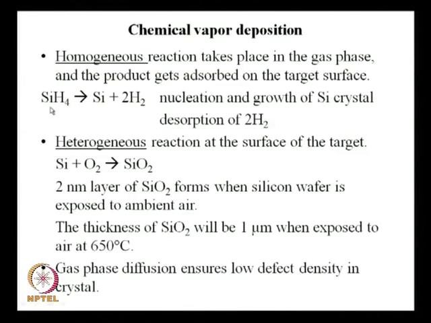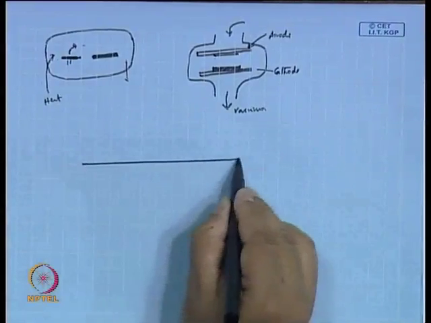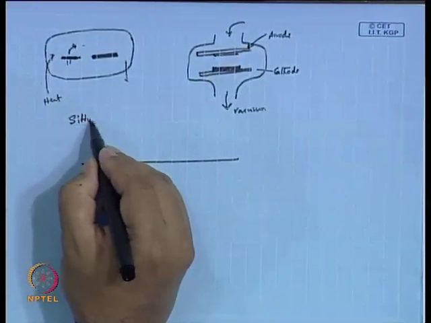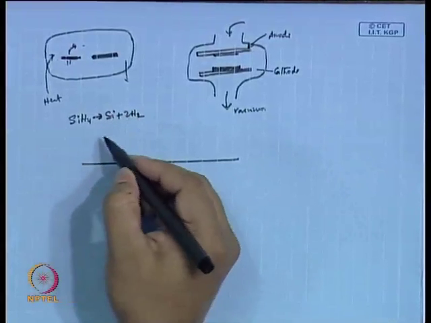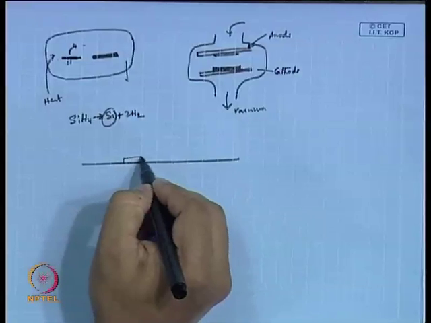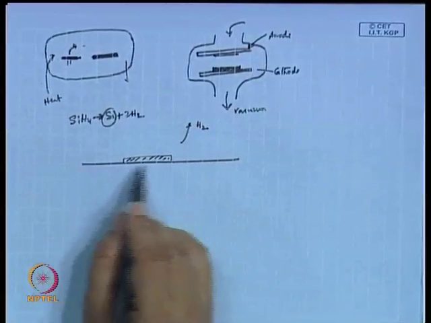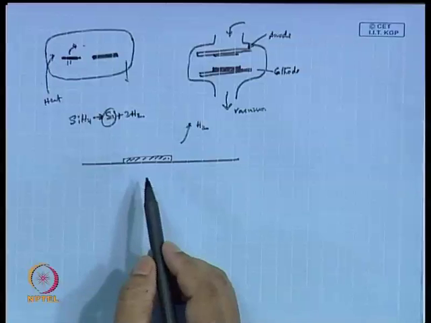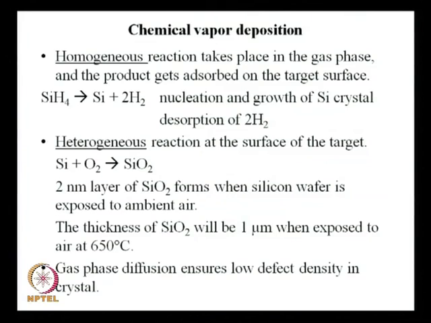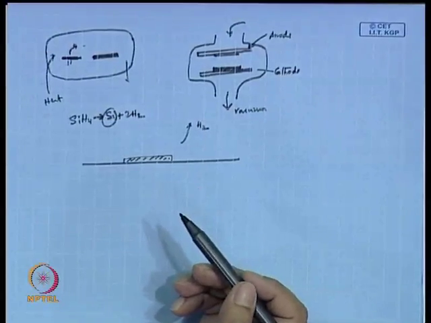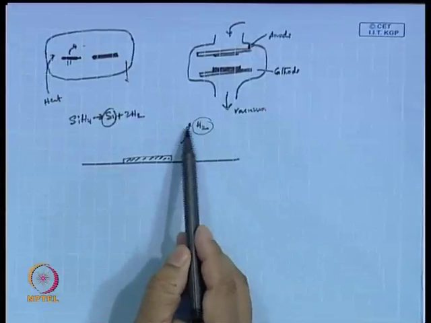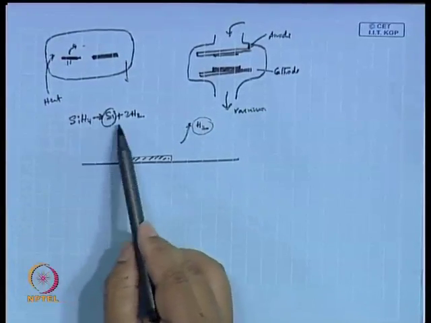What I have written here is SiH4, okay. This is breaking down to silicon and hydrogen. So, if this is the substrate and you supply SiH4 which breaks down to Si plus 2H2, this Si gets deposited on the substrate and the hydrogen goes away. SiH4 giving rise to Si plus 2H2 gives rise to nucleation and growth of silicon crystal and desorption of 2H2. So, you do not have hydrogen, hydrogen is going back, and the silicon is being deposited.